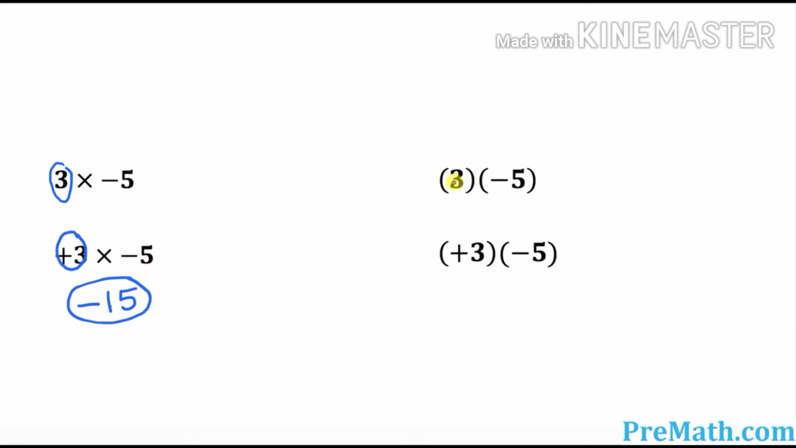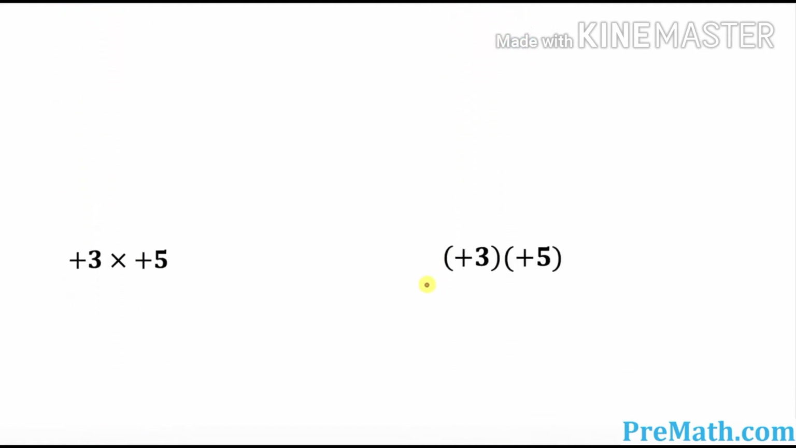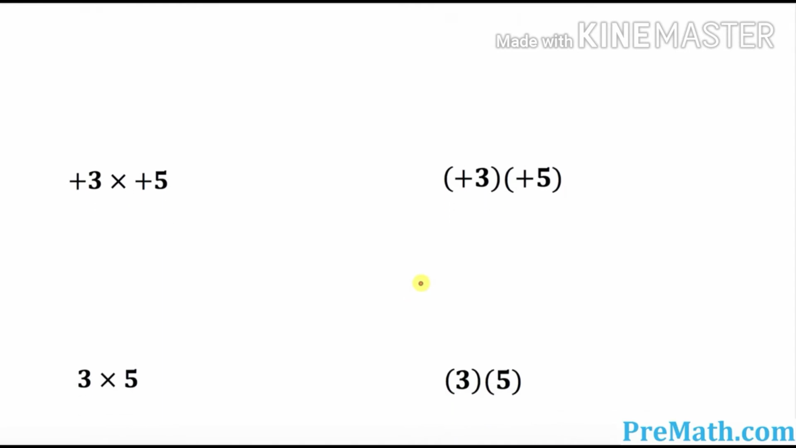Likewise, on this side, this positive 3 could be written as positive 3 with the sign over here. So this would become what? Positive 3 times negative 5, which would result in negative 15. Piece of cake. Let's move on to a final example.